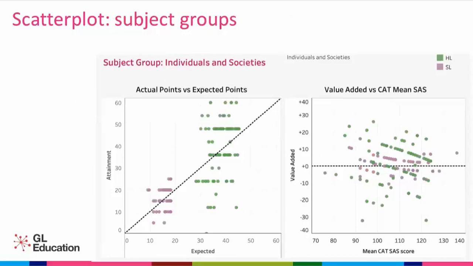Here's an example of a scatterplot for subjects. So we're looking at a subject group now. Again, we're looking at individuals and societies, that subject group, and we're showing both the higher level and standard level results for students on the same scatterplot. So you get a sense of value-added performance for both the standard level, which are the purple dots, and the higher level, which are the green dots. And again, the same format here. Students below the dotted line have lower value-added scores. Students above the dotted line have a higher value-added score.